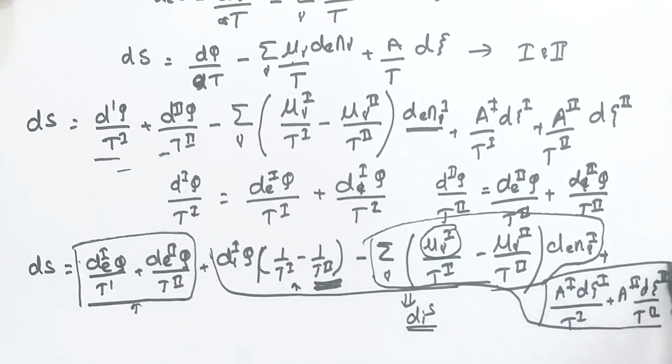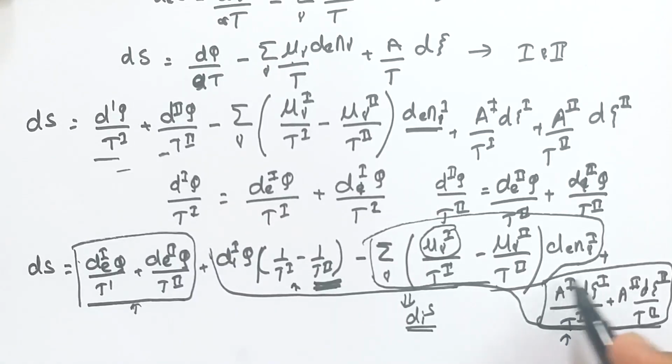And the last two terms, that is these two terms, represent the entropy change resulting from the chemical reactions which are taking place in each phase. That is, over here we know A1 is the affinity, and this affinity is basically because of the chemical reactions which are taking place. So over here both these terms have affinity, and both these terms show the entropy change resulting from the chemical reactions that are taking place.